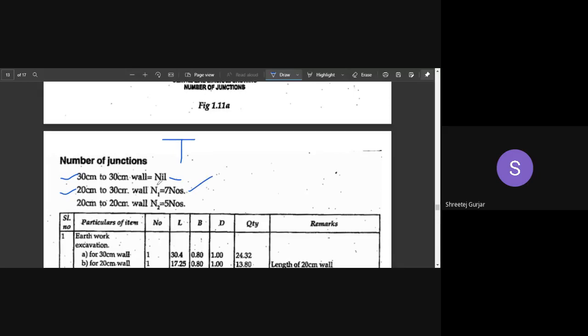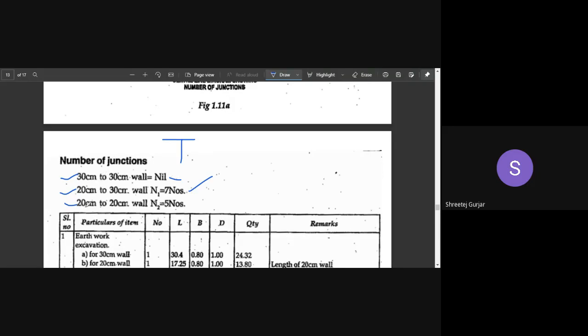So we will name it as N1. If there were any T junctions formed here, we would have named it as N1 here. But since it is 0, we will not consider this. We will only consider these two junctions. So we will name the first type of junction, that is 20 centimeter wall getting into 30 centimeter wall, as N1, and N1 is equal to 7 in number.